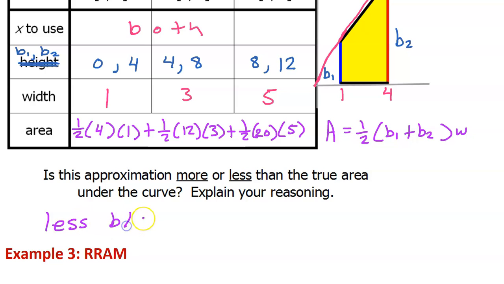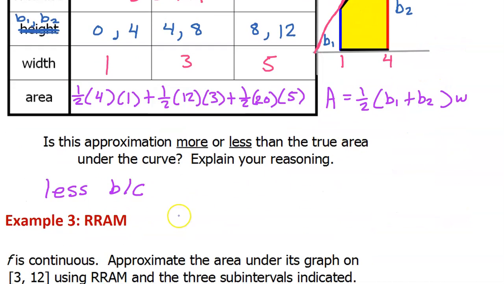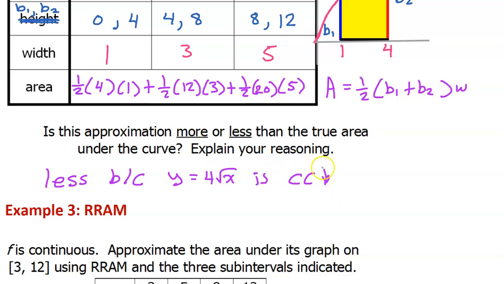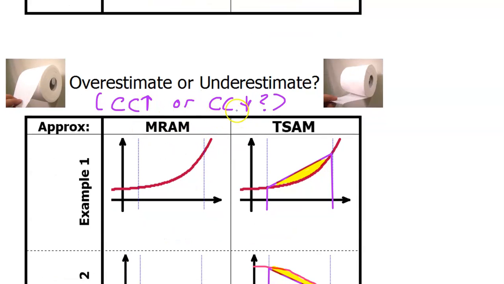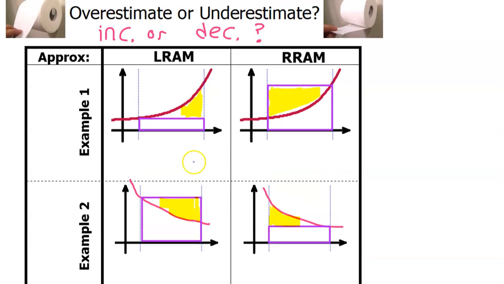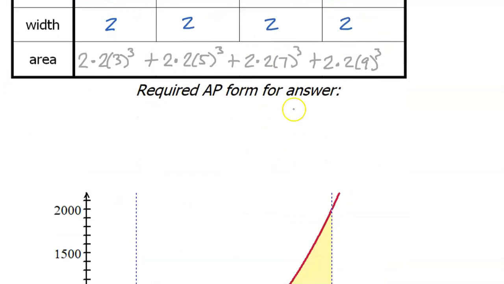And then here comes your justification: because the function is concave down. So because y equals 4 radical x is concave down. That's what you put for your justification. It's always going to be the concavity for MRAM and TRAP. These are the two justifications. Or if it's LRAM or RRAM, your justification will be either increasing or decreasing.